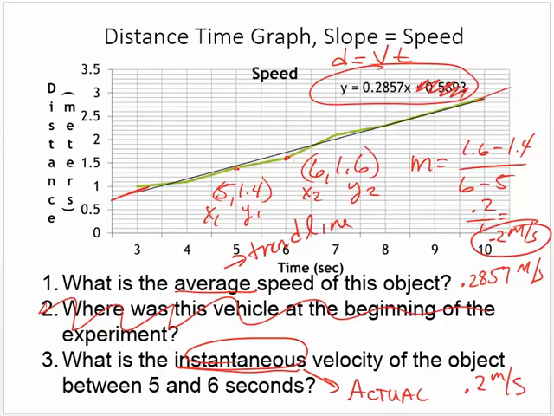So, right here, its instantaneous velocity is 0.2 meters per second, which makes sense because the slope here is smaller than the average speed. So it ought to be slower than the average speed, and it is. This one has a greater slope, so if I were to calculate it, I bet it's greater than 0.2857.